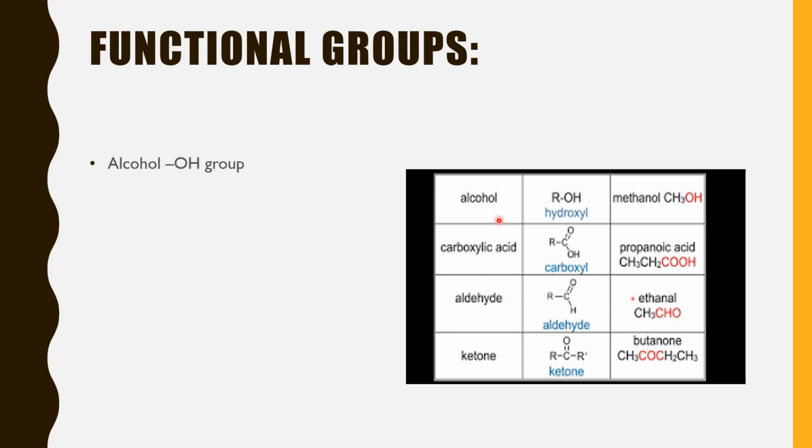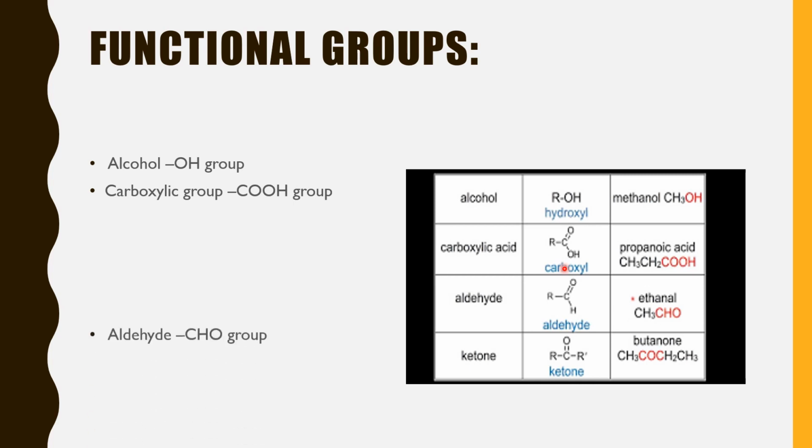And then carboxylic group, that is COOH group. See this, RCOOH means carboxyl group. The examples are propanoic acid, butanoic acid, pentanoic acid, etc. Propanoic means 3 carbons present. If it is 4 carbons, it is butanoic, and if 5 carbons present, it is pentanoic, etc.